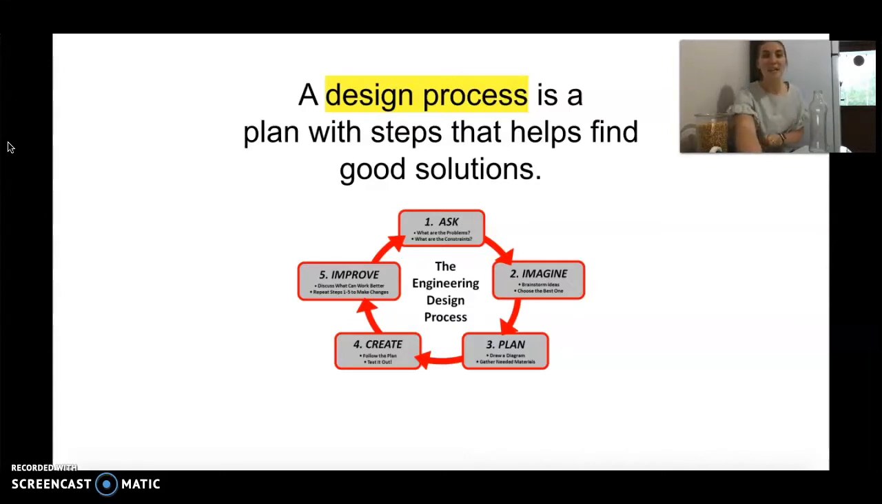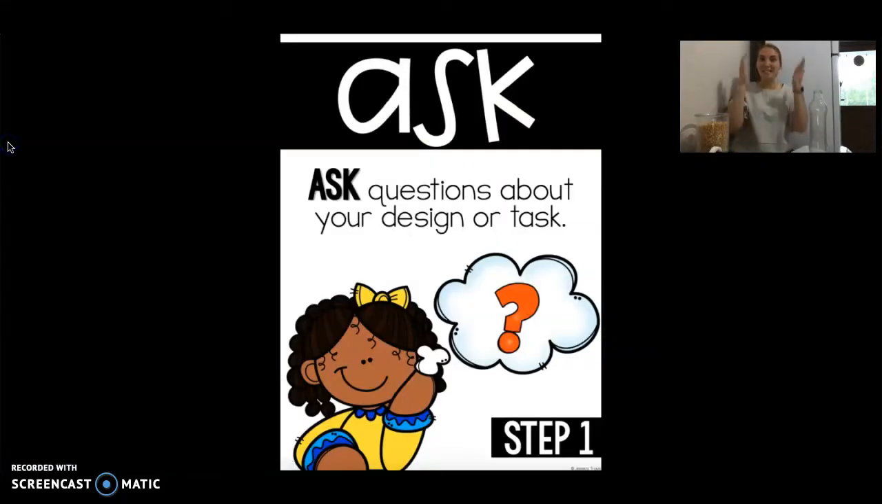Let's begin. To be engineers, we first need to ask questions or find a problem. Today, I have a problem in my kitchen. I was trying to put these popcorn kernels into this small bottle, but every time I try, I end up making a big mess and it goes all over the floor. I am going to try to solve this problem. How do I get the popcorn kernels into the small bottle?